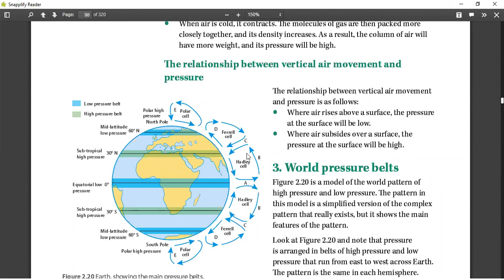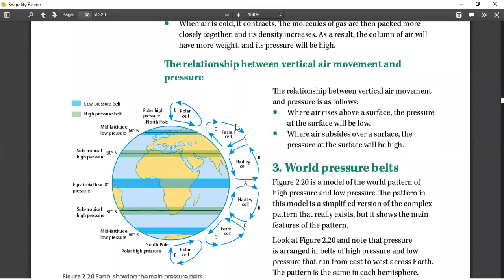So the Hadley cell is found at the equator there, which means it's generating warm air both north and south. And then the Ferrel is found in between at 60 degrees north and south, whereby it's distributing air, or it's mixing air, which is warm and cold as it moves towards the polar cell, which is found in the north and south. So the three pressure cells that you have are the Hadley, Ferrel, and polar.